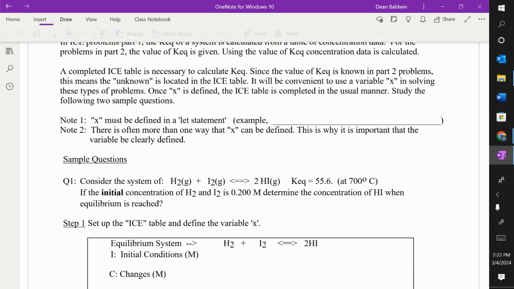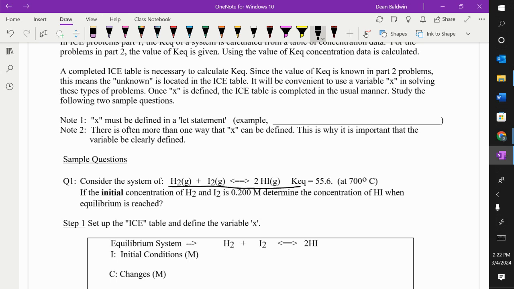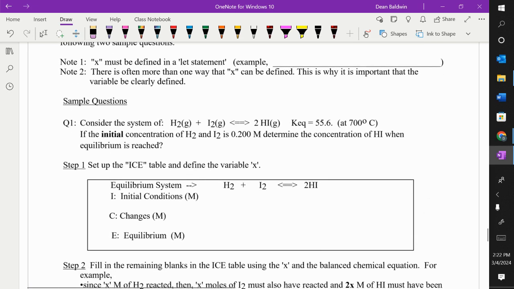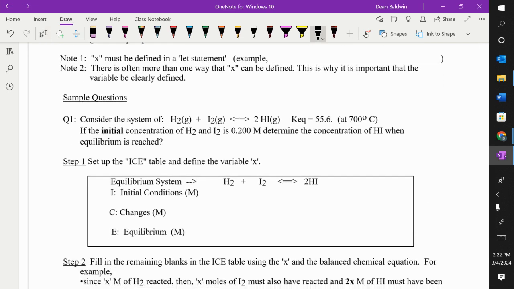So we're going to be looking at this reaction right here. Hydrogen gas plus iodine gas goes to hydrogen iodide. It has a KEQ of 55.6 at 700 degrees. The initial concentration of H2 and I2 is 0.2 molar. So we have the initial concentration, 0.2, 0.2. We have no HI. That's all we get. We know the KEQ as well, but we don't know how much you have at equilibrium.